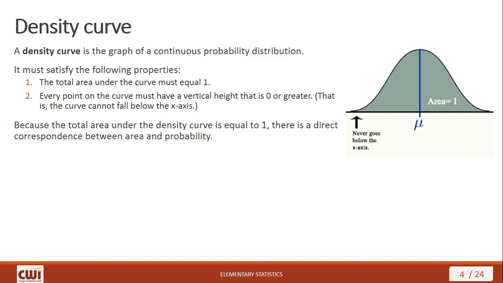Now, it's this property of the density curve, that the total area has to equal 1, which allows us to associate areas underneath the curve with probabilities. Because as you remember, one of the properties of a probability is that it is a number from 0 to 1 inclusive. So by specifying that a density curve has to have a total area underneath the curve of 1, that allows us to assign areas underneath the curve to be probabilities of interest.